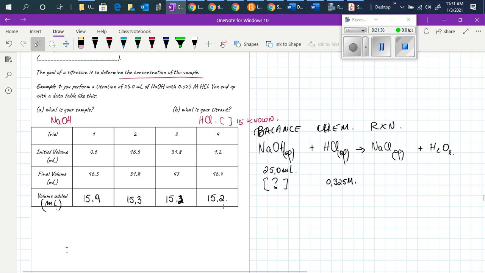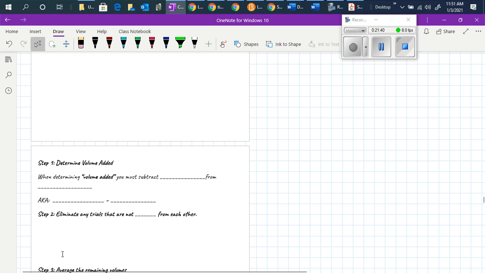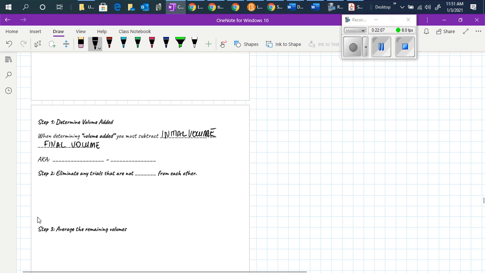Yeah, and 15.2 milliliters. Okay, so the first step is we find the volume by subtracting initial from final volume, known as final minus initial. And the second step is that, as you see here, we have 3 trials. Okay, so sorry, 4 trials. So we have 4 trials.